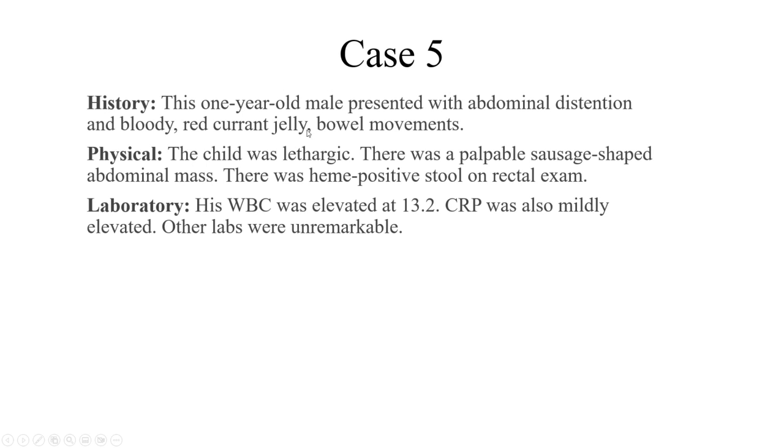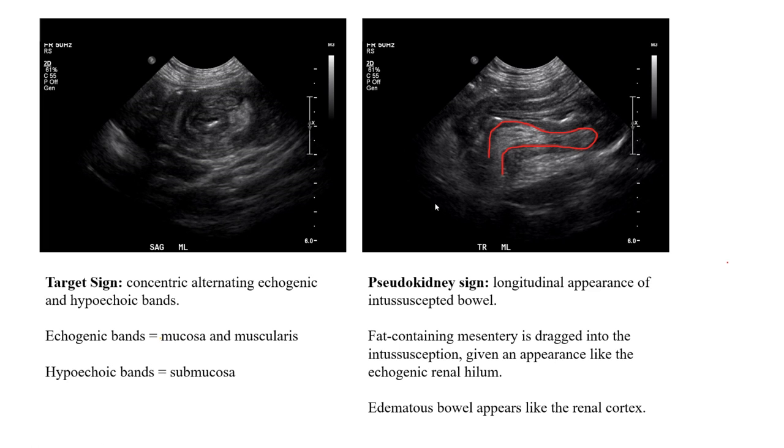Case number 5 is a 1-year-old baby who presented with abdominal distension and bloody red currant stool. The child was lethargic on physical examination. There was a palpable sausage-shaped abdominal mass, and there was heme-positive stool on rectal exam. His white count was elevated, and CRP was also mildly elevated. Other laboratory investigations were grossly unremarkable.